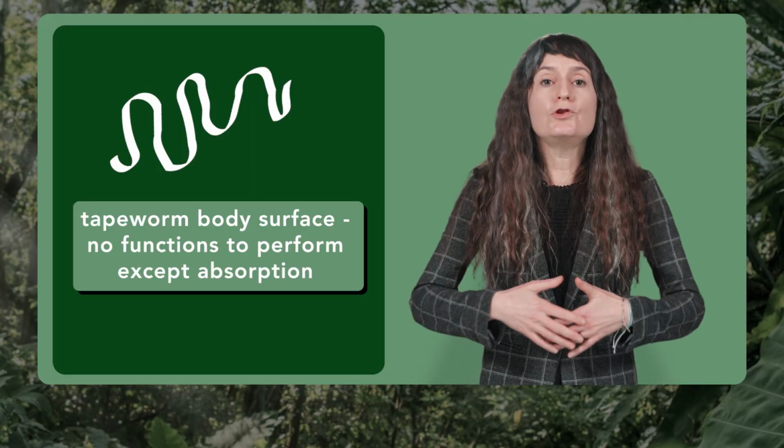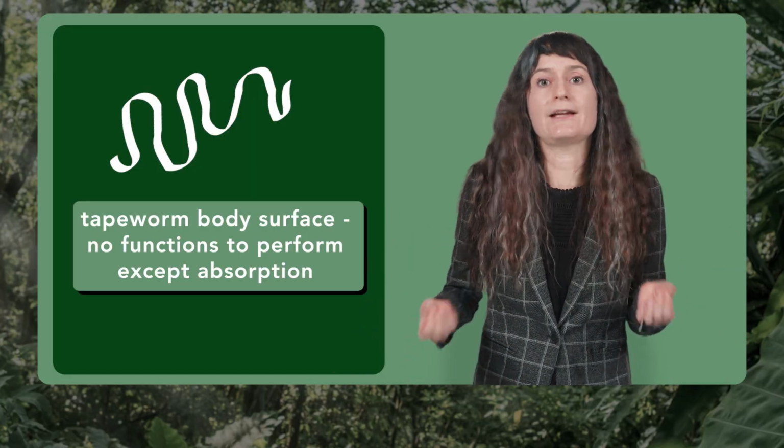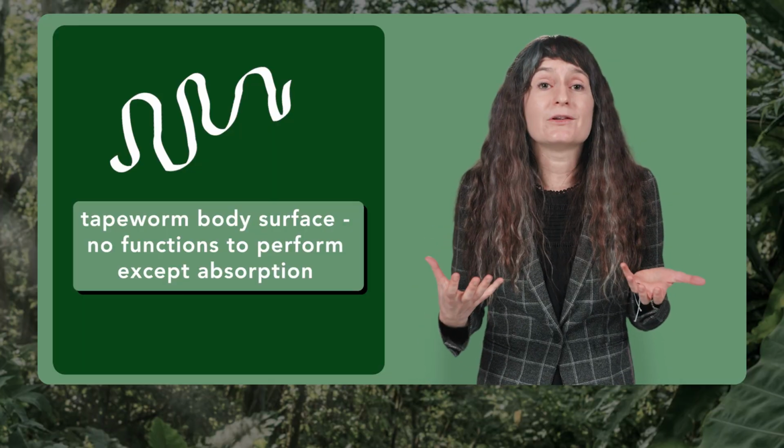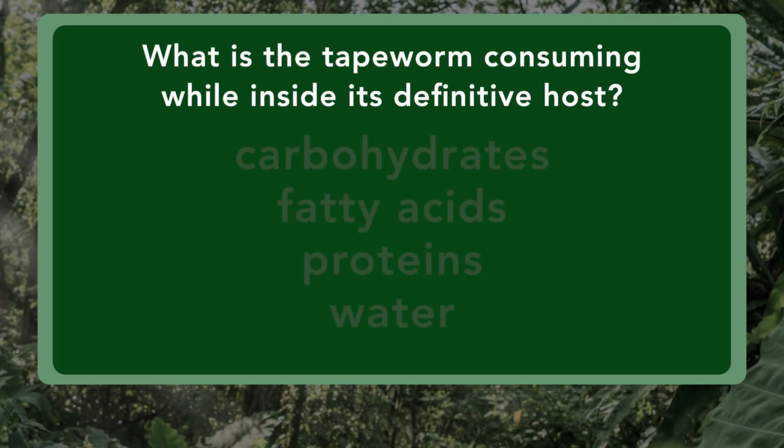The tapeworm has almost no functions to perform except absorption, so it can invest really heavily in having a body surface finely tuned for absorption, whereas the rat intestinal epithelium needs to perform multiple functions. This is part of the reason why tapeworms are so much better than rats at absorbing and converting food into biomass.